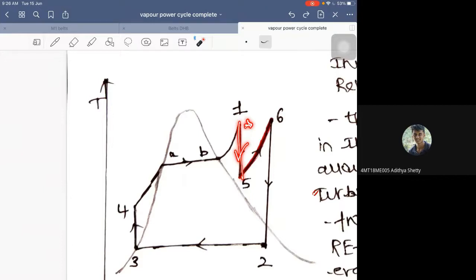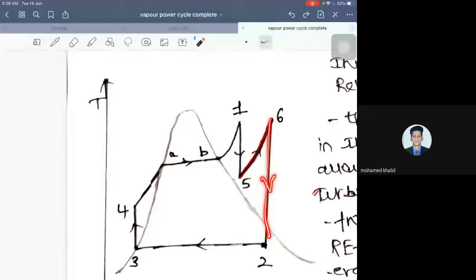Yes? Anyone? How will you calculate work done in case of an HP turbine, which is 1 to 5? For work it is initial minus final, so that's why it is H1 minus H5. Now, how will you calculate work done in case of an LP turbine, which is 5 to 6? It is H5 minus H6.